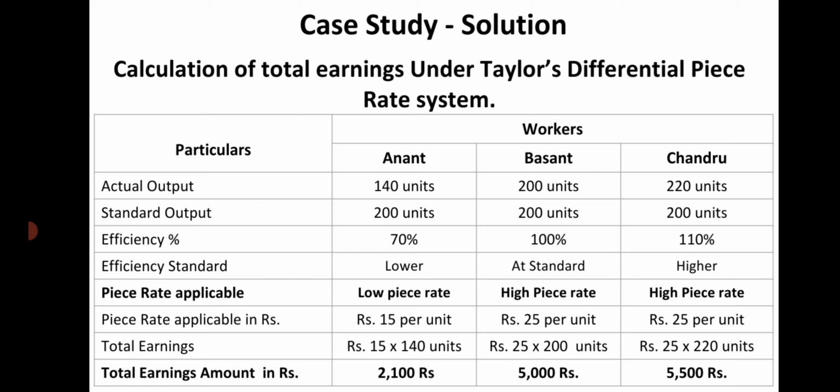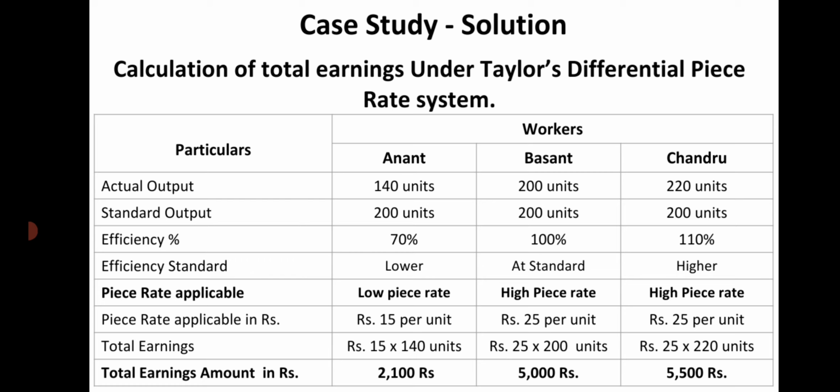Then first we will calculate the basic requirements for all the plans. Actual output is given: 140 for Anand, 200 for Basant, 220 for Chandru. Standard output is 200 units for all. Efficiency percentage is 70% for Anand, 100% for Basant, 110% for Chandru. Efficiency standard: Anand lower, Basant at standard, Chandru higher than standard.